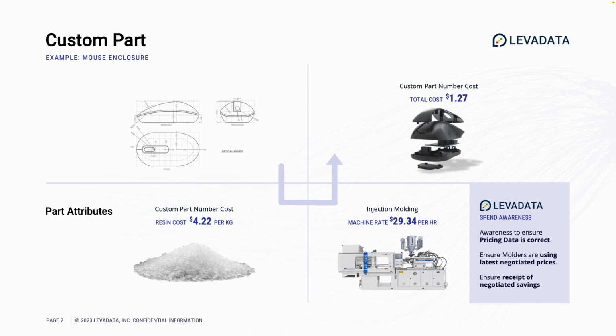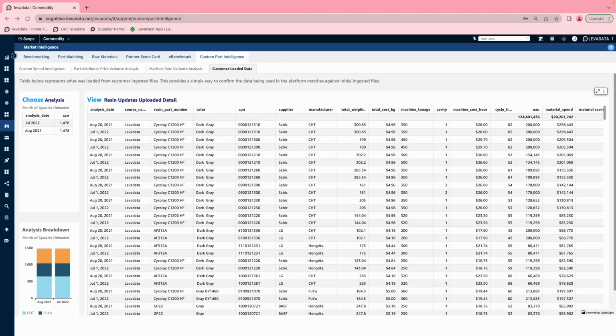So we can help customers benchmark the unbenchmarkable by going down to this part attribute level. So this plastic mouse has some resin and it has injection molding that takes that resin and puts it into the form of the plastic part. We know a cost for those resins and we know a cost of the machine rate. And those part attributes allow us to benchmark yourself internally to make sure that you're using the right price that you negotiated to ensure that you're getting receipt of the negotiated savings. So let's take a look at the platform to show you how we can give you spend awareness of these part attributes and also understand the opportunities that are there to achieve savings.